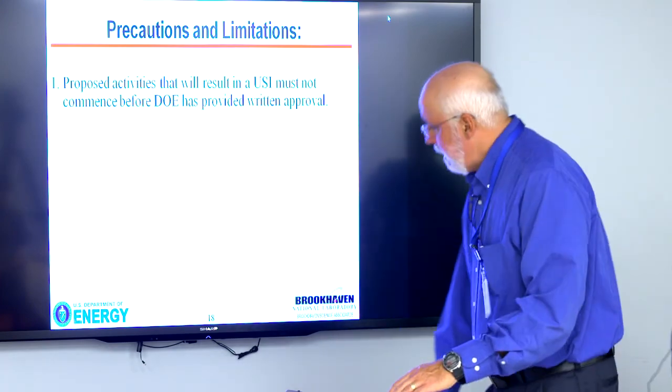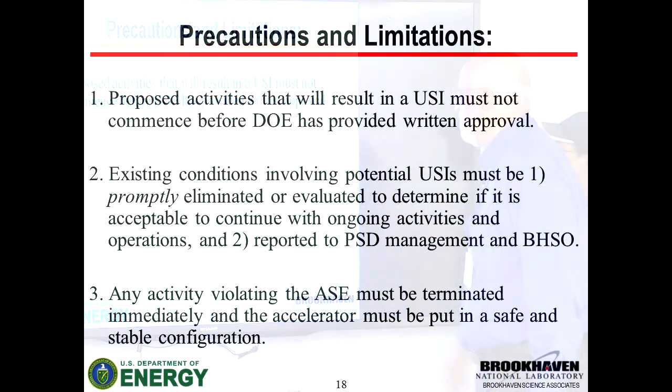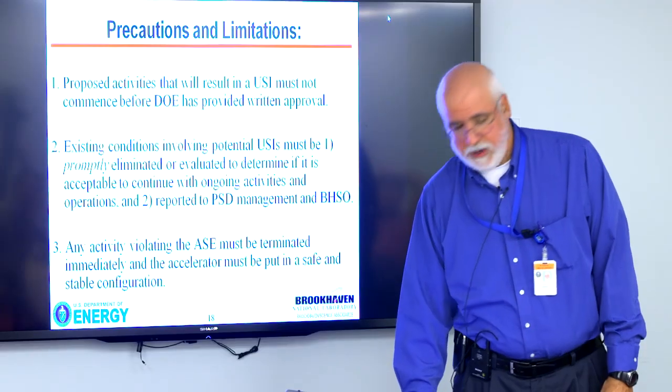Okay. So, some precautions, limitations taken, again, right out of the procedure. If we have activities proposed that will result in the USI, we must not commence before DOE gives us approval, of course. And if we have existing conditions, of course, it gets more complicated, right? We have to try and eliminate, we already talked about that, or secure the beam, of course, before we can go on. And of course, we have to keep everybody informed.